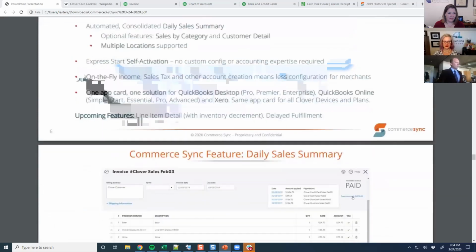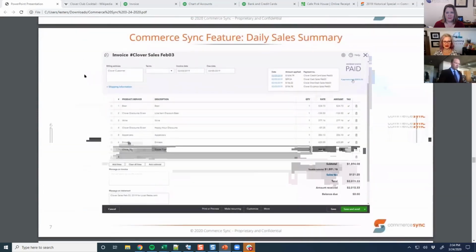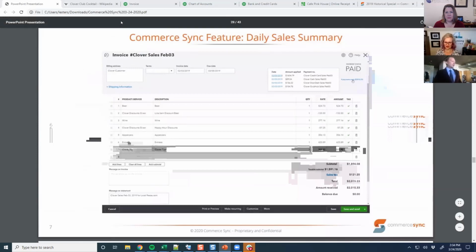One other thing that's a key differentiator is the concept of the daily sales summary. And so instead of staring at the deck here, we'll actually get into QuickBooks proper.